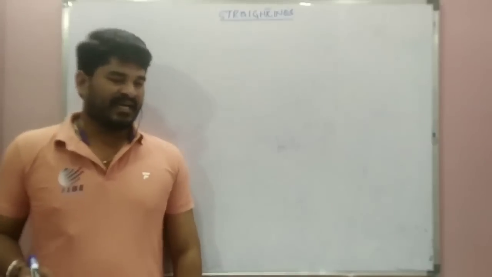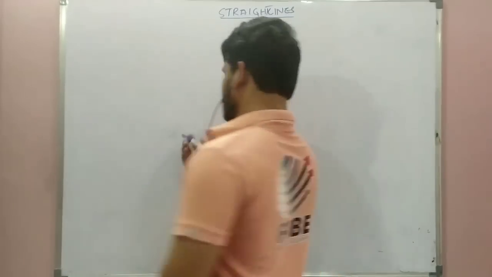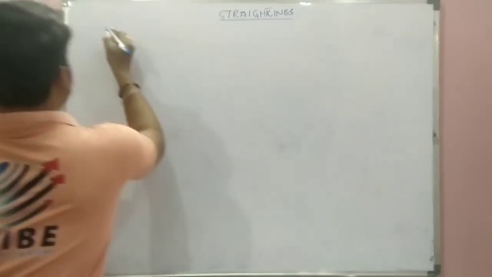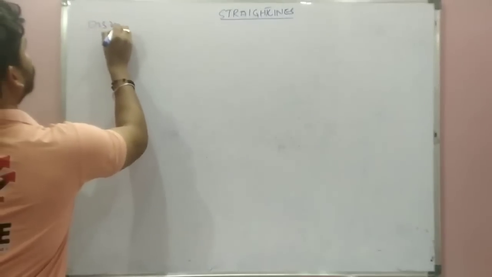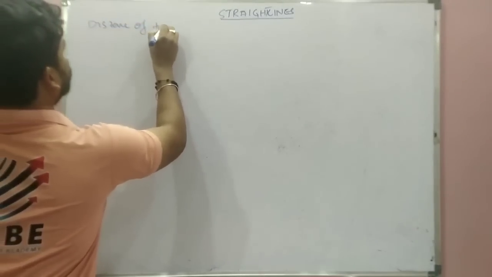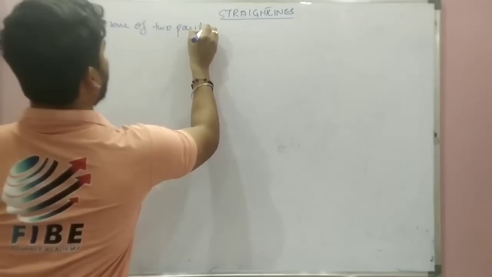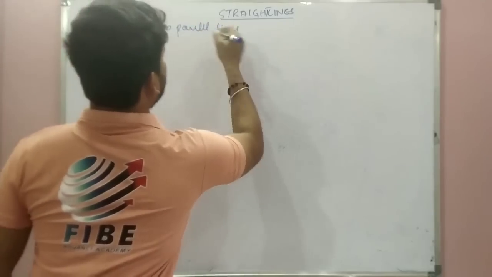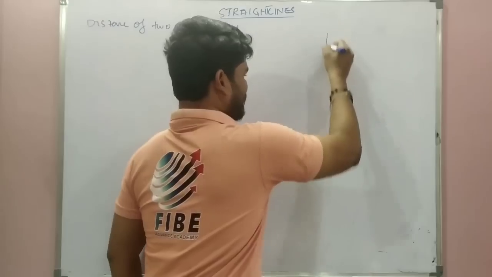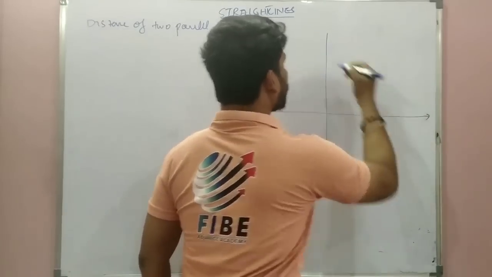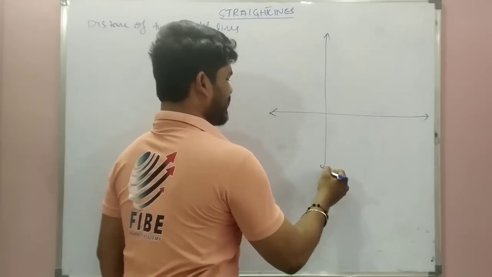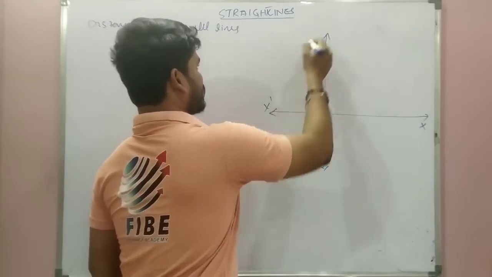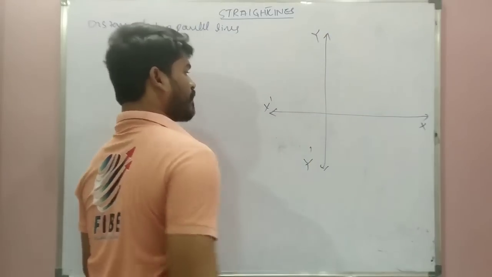Next topic is distance of two parallel lines. So on the x comma y axis, this is x comma y axis, X dash and y dash.